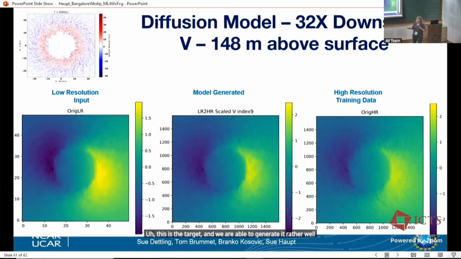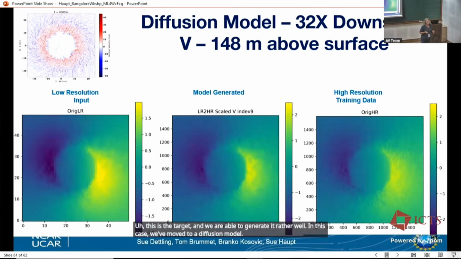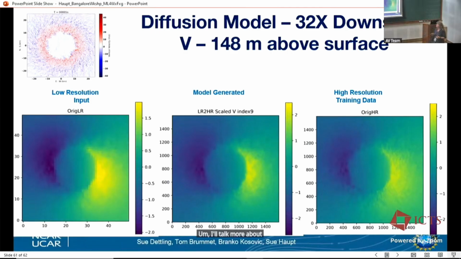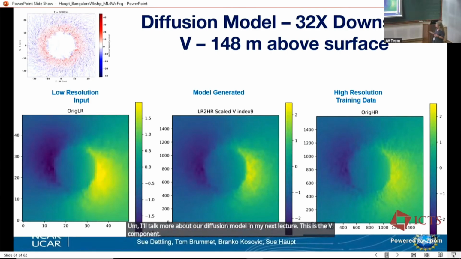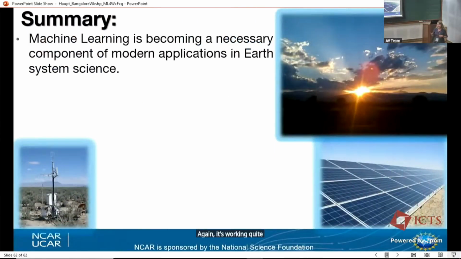In this case, we've moved to a diffusion model. I'll talk more about our diffusion model in my next lecture. This is the V component. Again, it's working quite well.